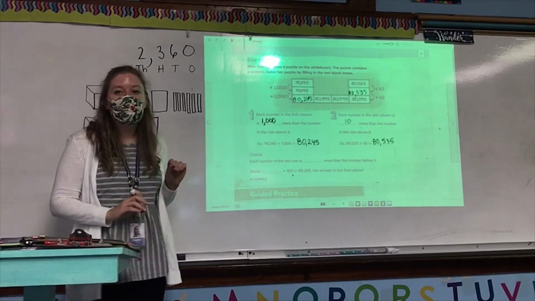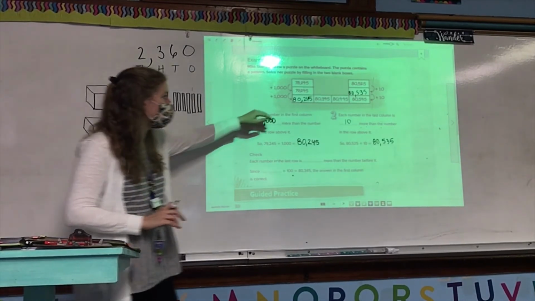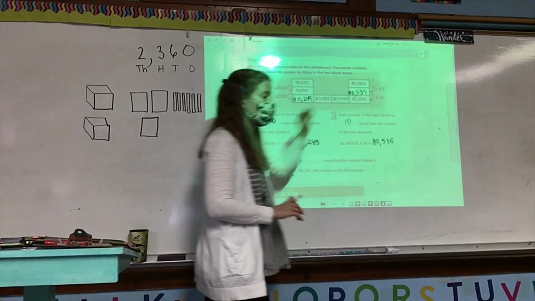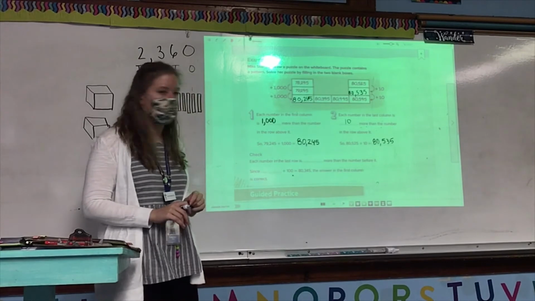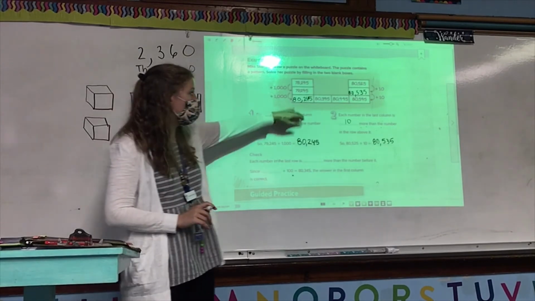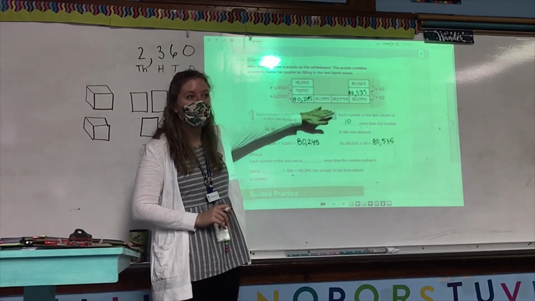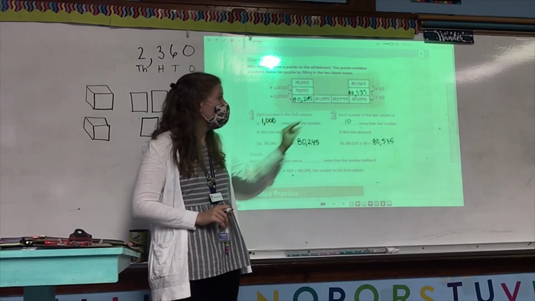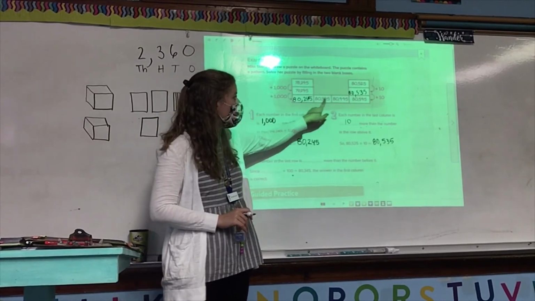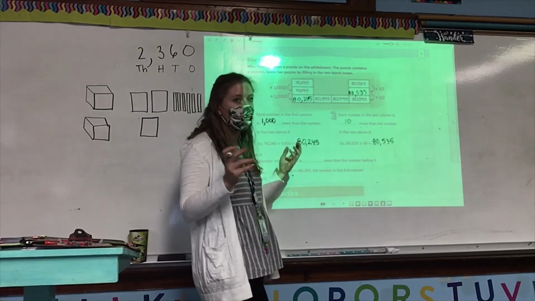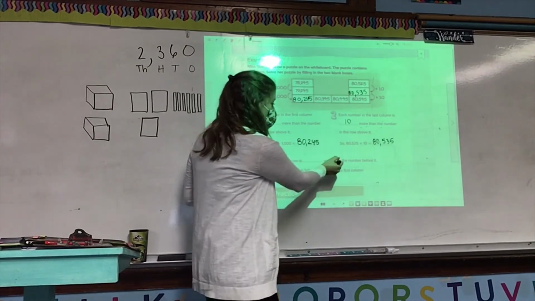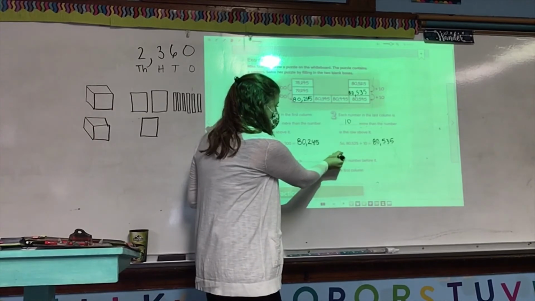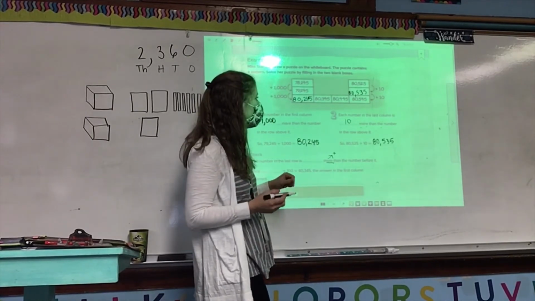Okay, now we need to check. We're going to check using the last row. Each number in the last row is how many more than the one before it? Oh, well, this time it doesn't tell us, so we have to look. Well, in the ones place, we have a 5, a 5, a 5, and a 5. So did we add in the ones place? No. We already know it's going to be adding because it says more, which means we add.